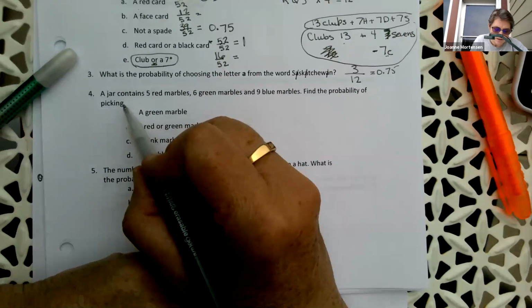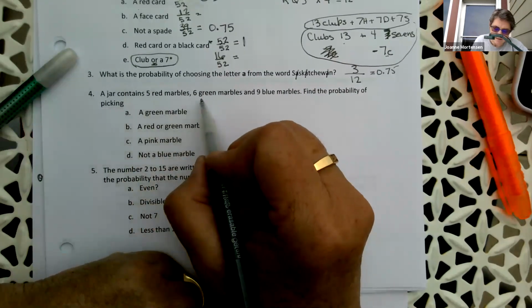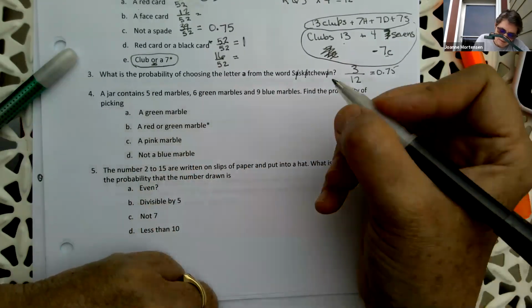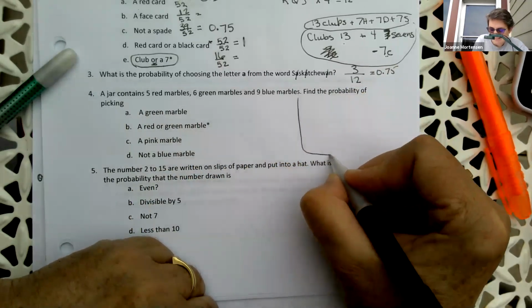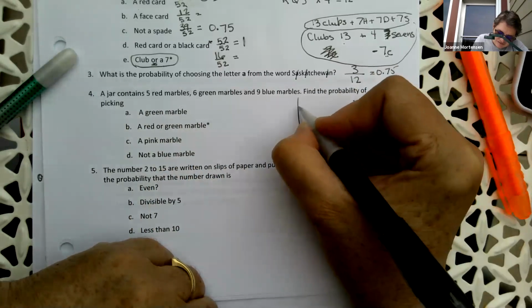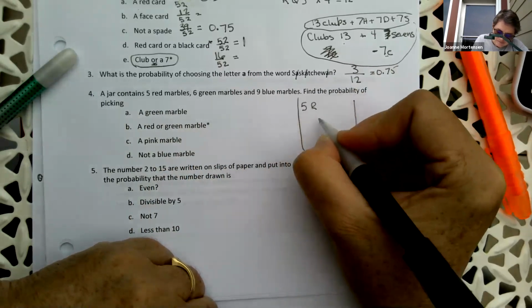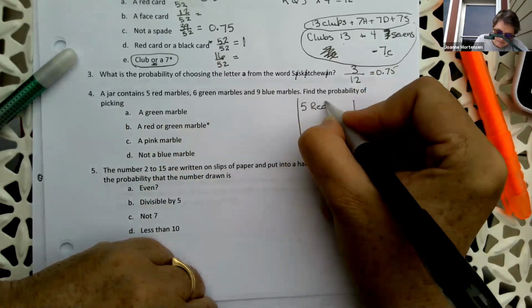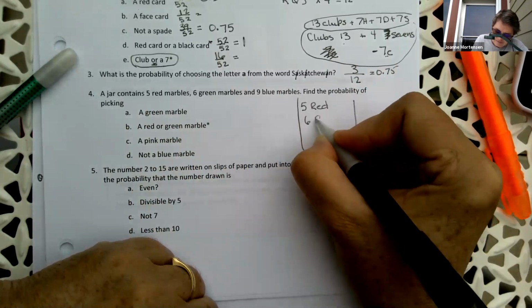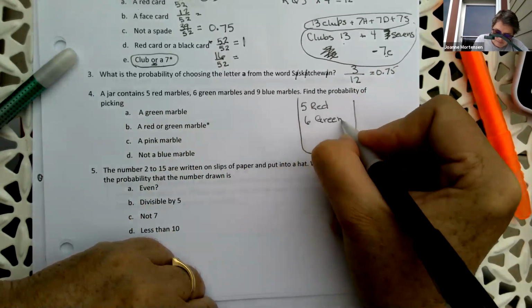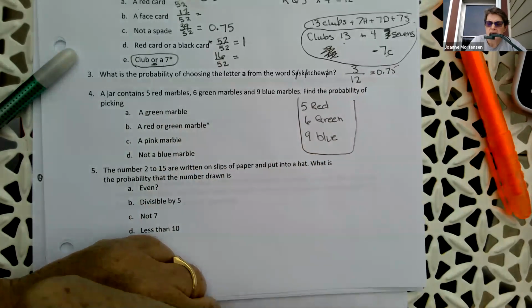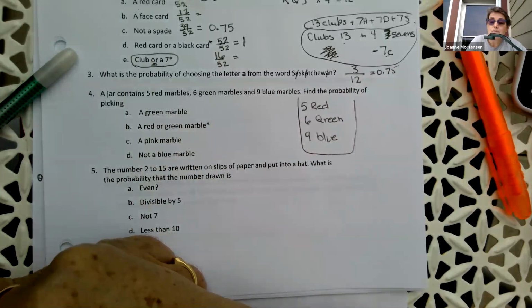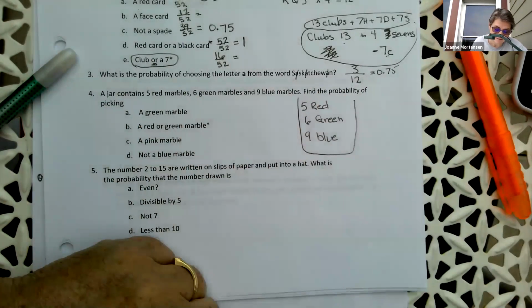Okay, so a jar contains 5 red, 6 green, 9 blue. Find the probability. Okay. I'm a visual learner. Don't laugh at me. If you're going, Joanne, why do you need, you don't have to do that part. I just like seeing it because then I don't have to keep reading this.